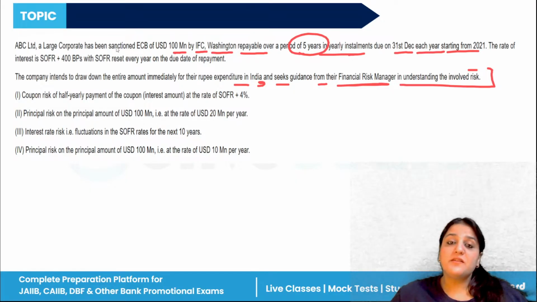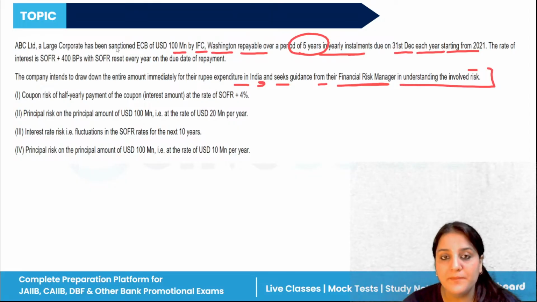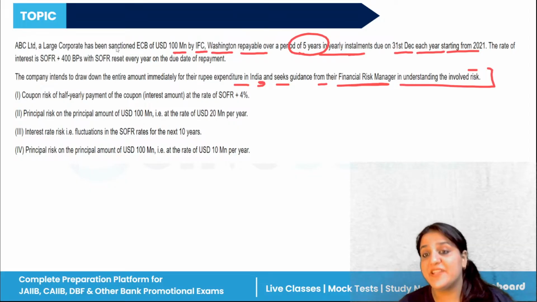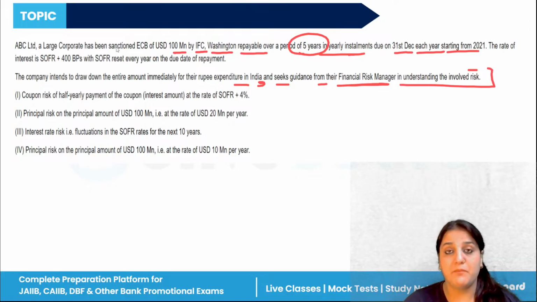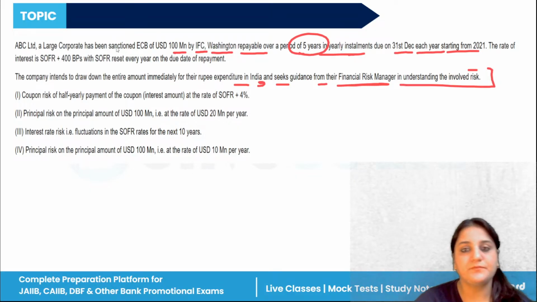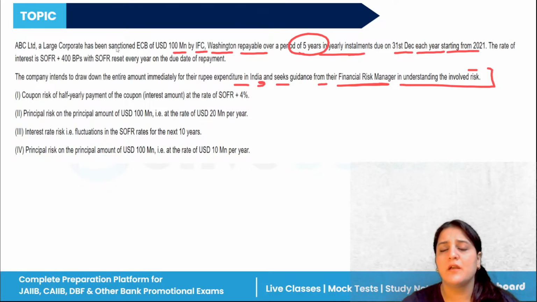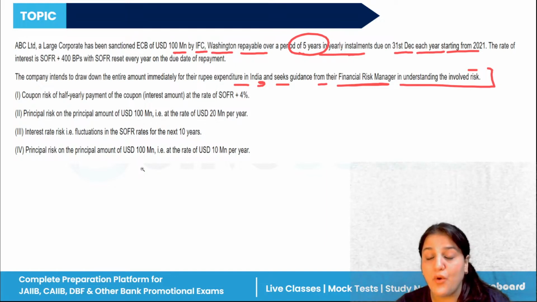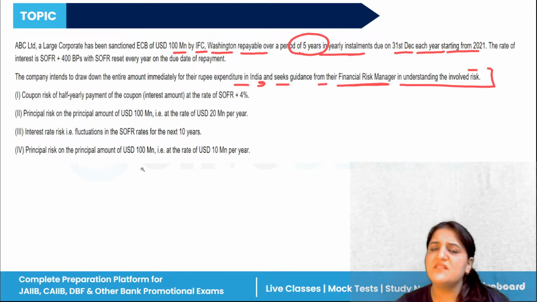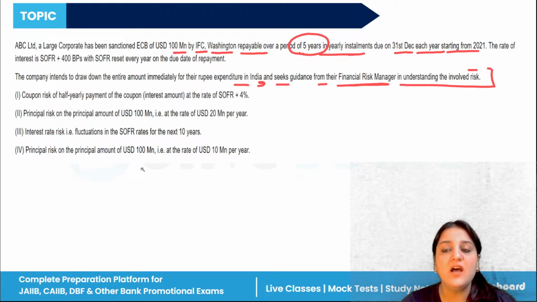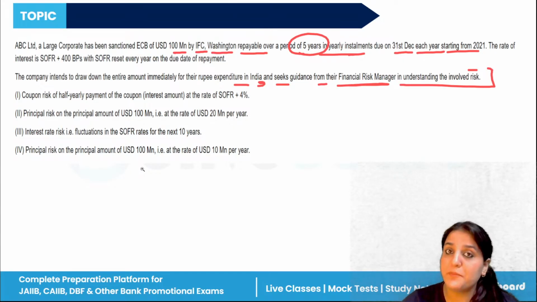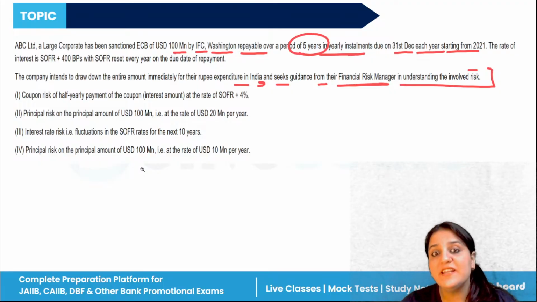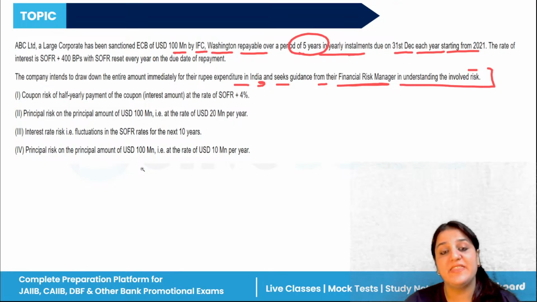Now the coupon risk means yearly payment of the coupon, and this is hedging the interest amount through booking a long term forward contract for, obviously, the next 5 years. Interest rate risk fluctuations are there in the SOFR rate for the next 5 years, as the ECB is availed on the floating rate concept. This risk is also mitigated by the interest rate swap, wherein the corporate can receive the floating rate by paying a fixed rate to the bank.